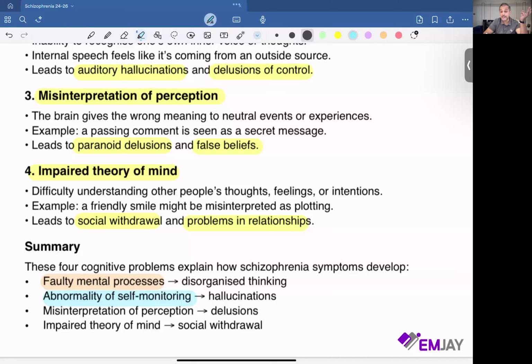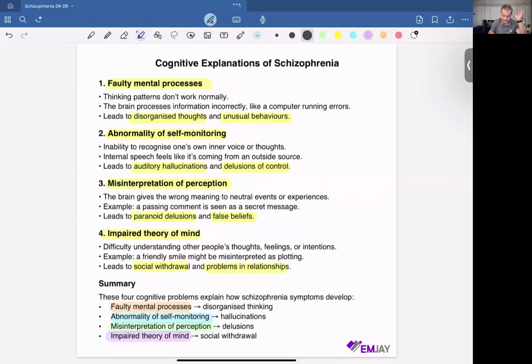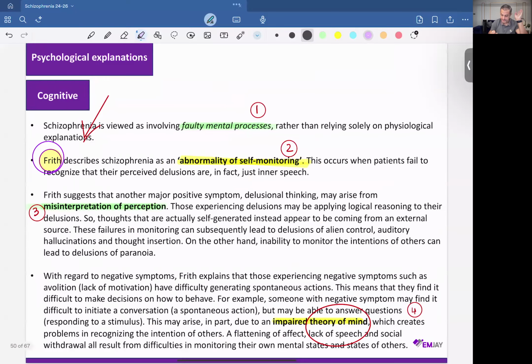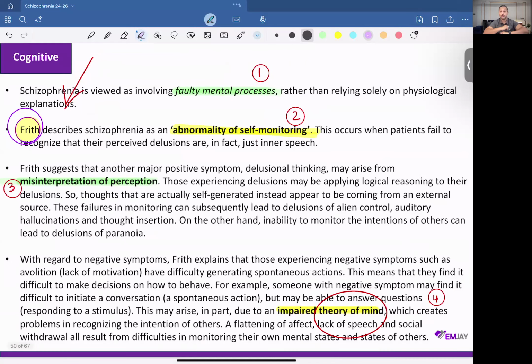Number three, these are just examples, not limited to these, okay? Number three, misinterpretation of perception might lead to delusions. Number four, impaired theory of mind might lead to social withdrawal. Now, I hope this is enough for you to have a basic insight into the cognitive explanations of schizophrenia.